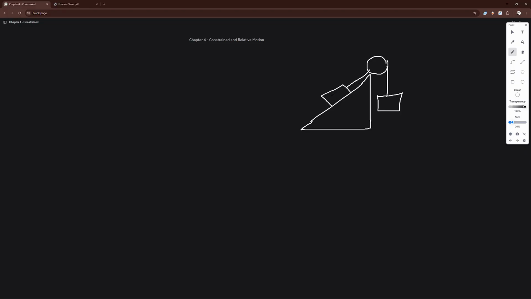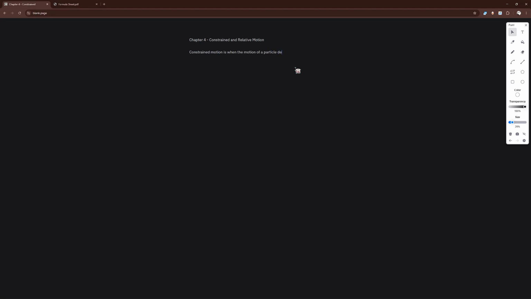Or for example, this box is sliding down because there's not enough friction to keep it up, right? That means this block starts going up. Constrained, they're connected. So constrained motion is when the motion of a particle depends on or affects the motion of another particle. All right? So that's pretty obvious.